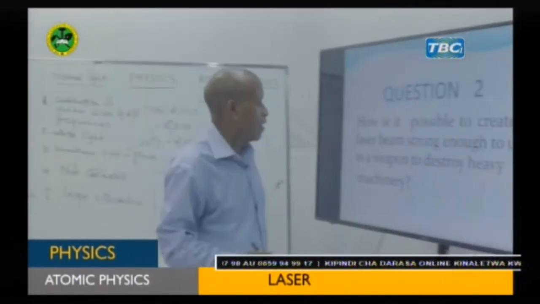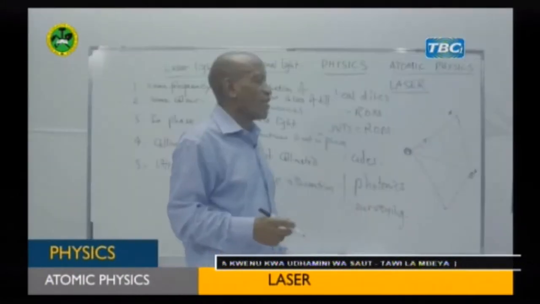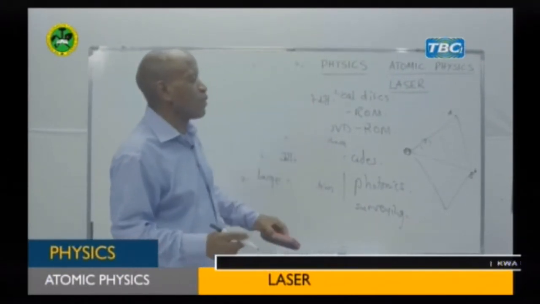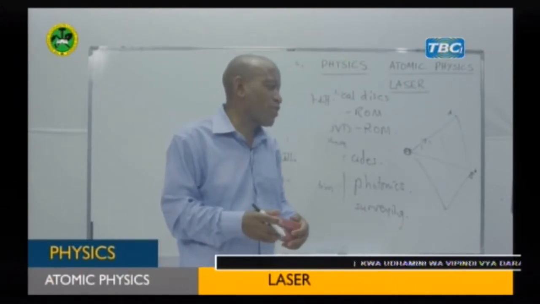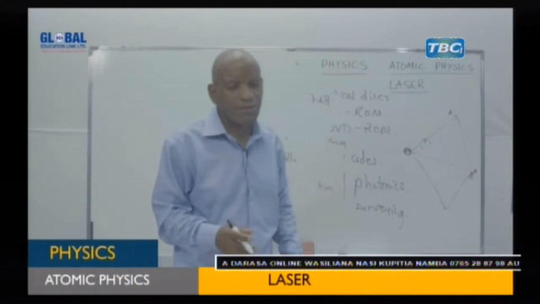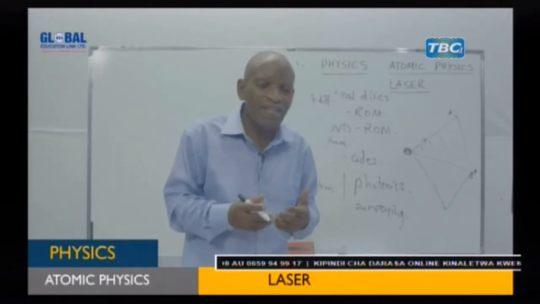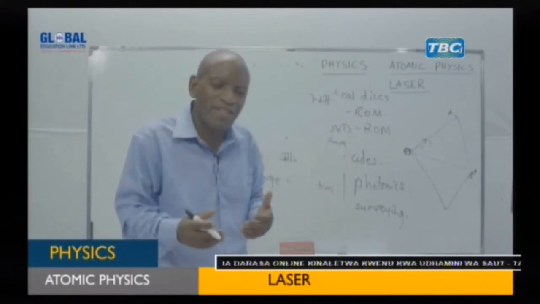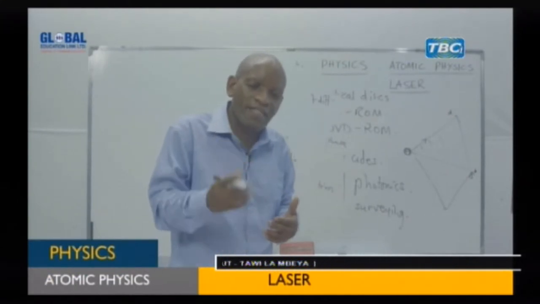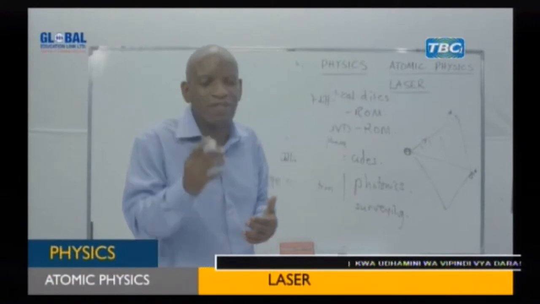The question number two: how is it possible to create a laser beam strong enough to use as a weapon to destroy heavy machine? Okay, so let's look at our question number two. Here is just a normal explanation. As we've already said previously, the stimulated emission where we could produce a laser light could be done in a way that if such kind of stimulated emission can really go on for several time, we could produce a laser light which could be very intense, very strong, even to a temperature which could go even beyond the temperature of the sun, about 6,000 degrees centigrade.